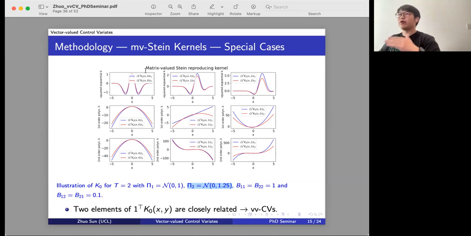I'm projecting the evaluations of this matrix-valued kernel along the direction (1,1), so we can see how the two components are correlated. You can see from these figures that the two components of these projections are very closely related. This is actually at the key of the vector-valued control variates, because we would expect the components of the vector-valued expectations to be related somehow, either through the integrands themselves or through the distributions of interest.